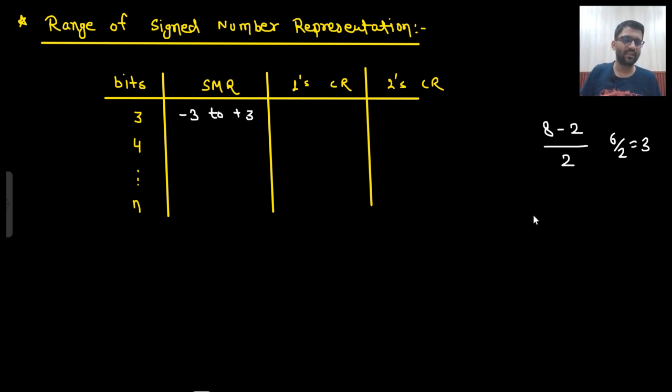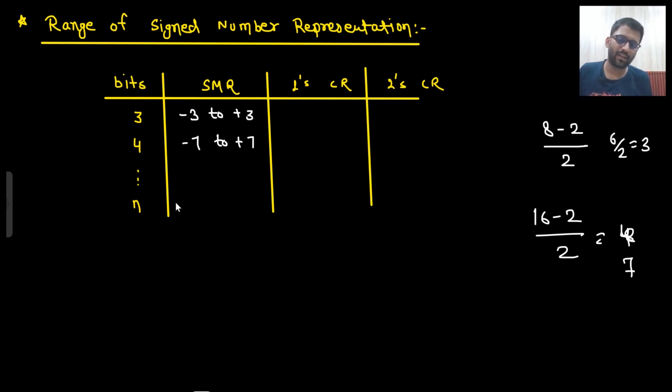If there are 4 bits, total combinations 16. 2 will be 0, divided by 2. So 8 by 2 we are getting 4. 14 by 2, 7. So minus 7 to plus 7.